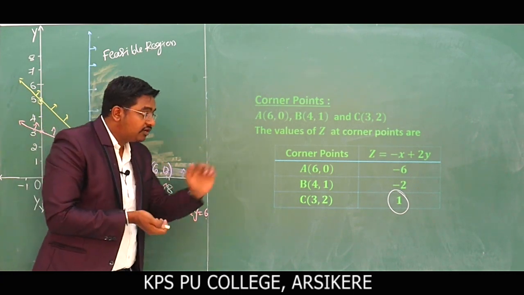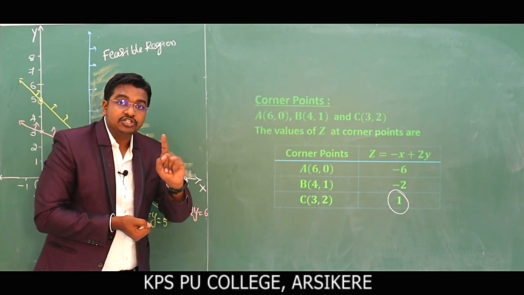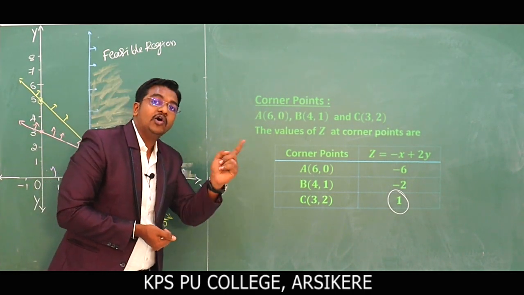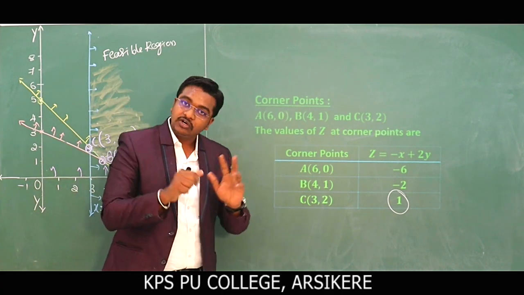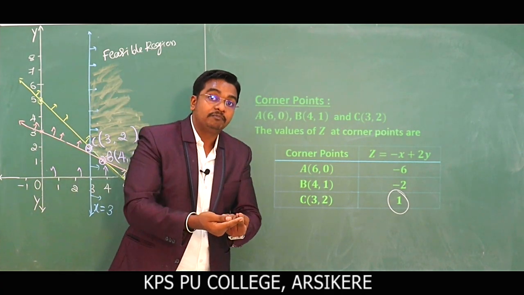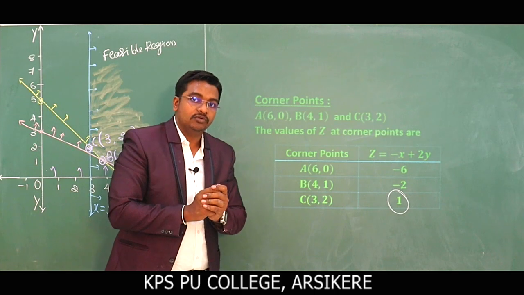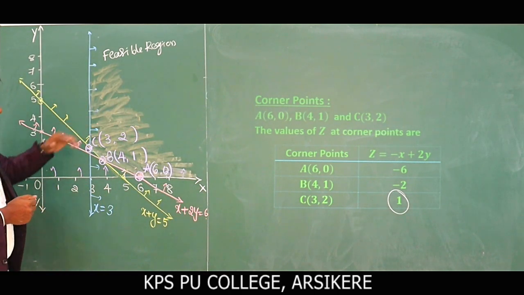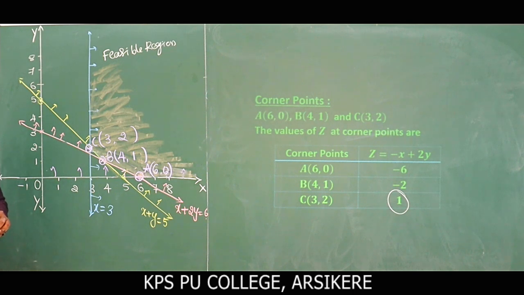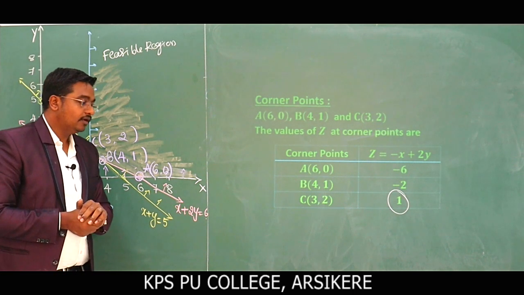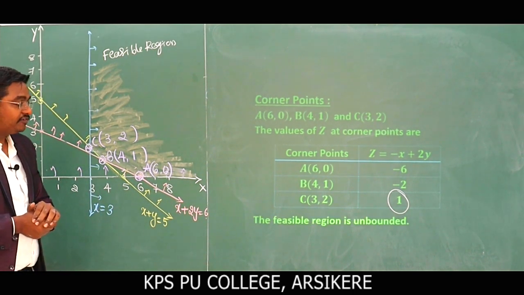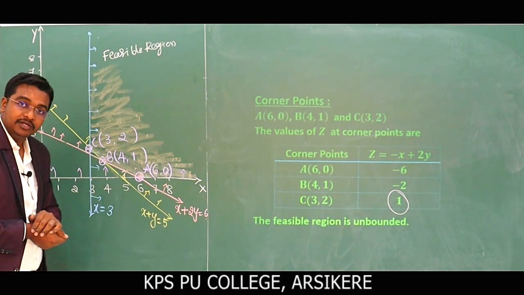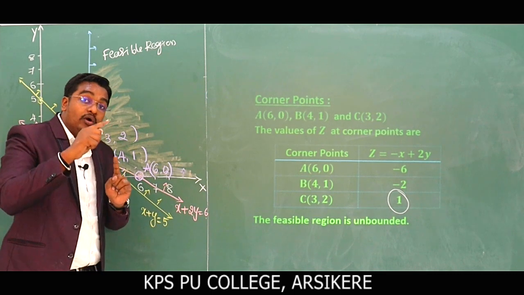The next step is we need to check whether the feasible region is bounded or unbounded. When it is bounded, it is not a problem. When it is unbounded, we have to carry out one more step. Come to the feasible region. Observe, the feasible region is unbounded. Clear? Since the feasible region is unbounded, we need to check one more step.